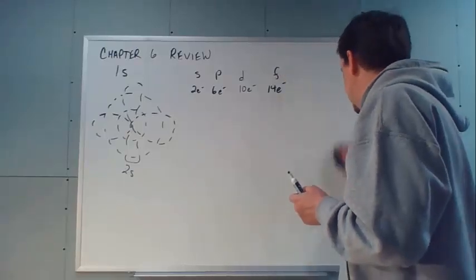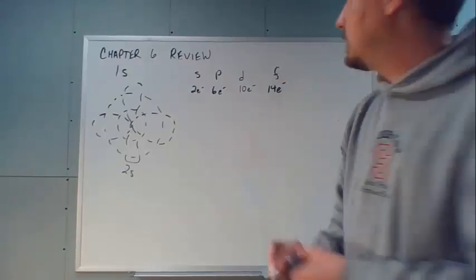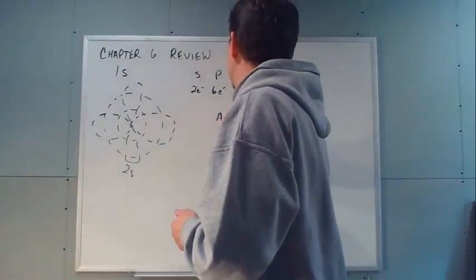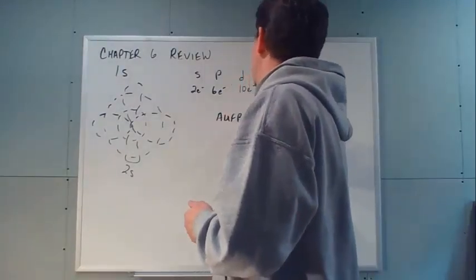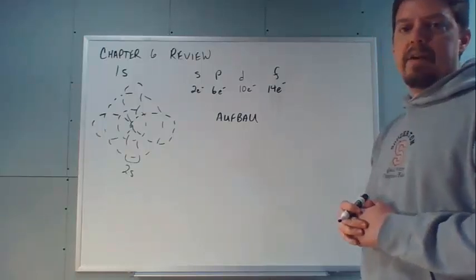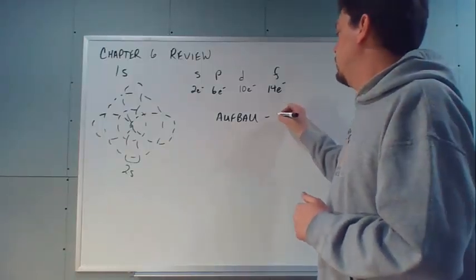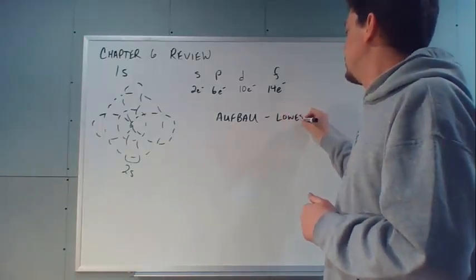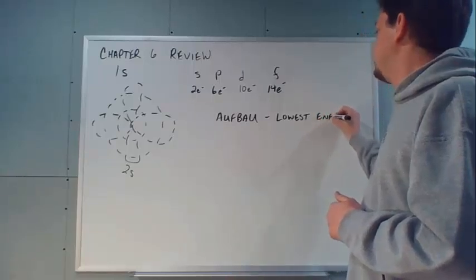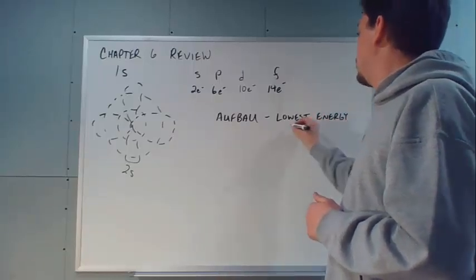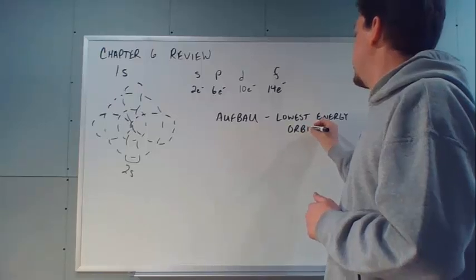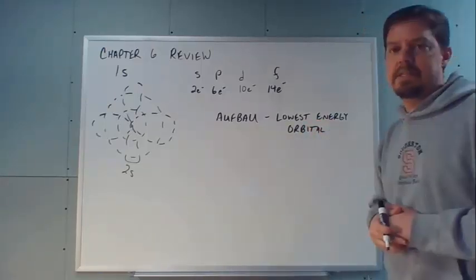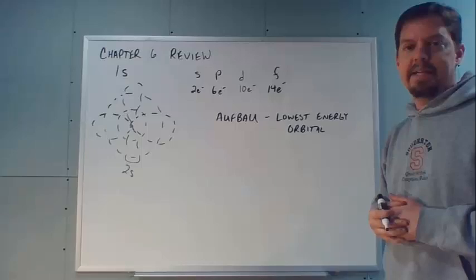And so Aufbau states that electrons are always going to go into the lowest energy orbital, which does not state lowest energy level. It states the easiest one for it to go into.